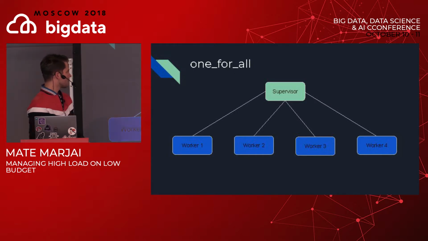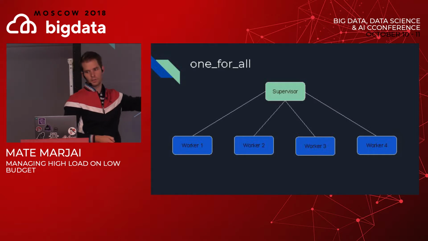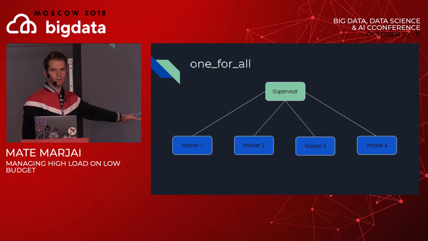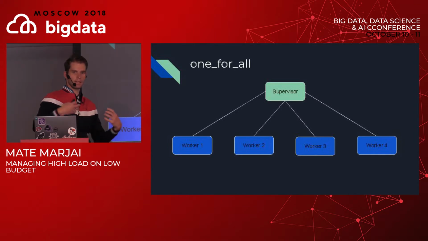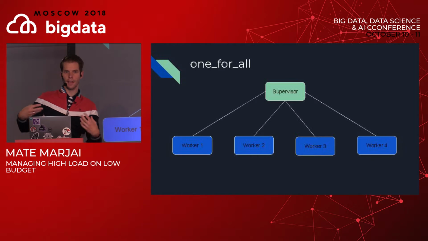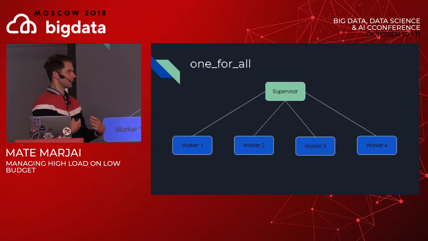So in this case, for example, if any of them fails, what the supervisor will do is shut down all 4 in one go and then restart them in order again. So in this case, it will ensure that the system's integrity carries on after the error. The system's integrity is intact from the outside point of view, from your request point of view.